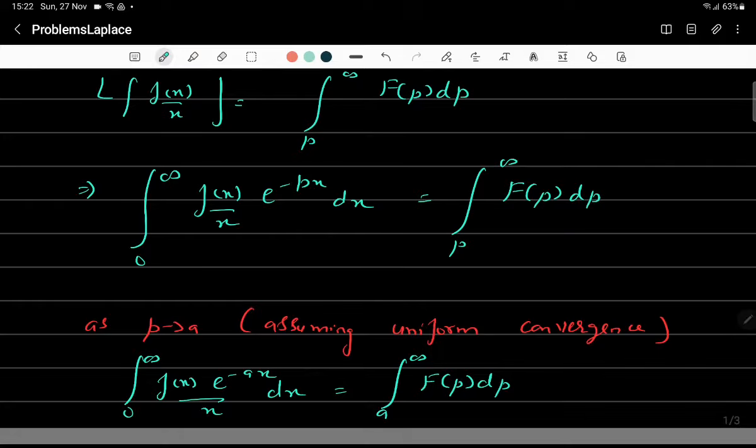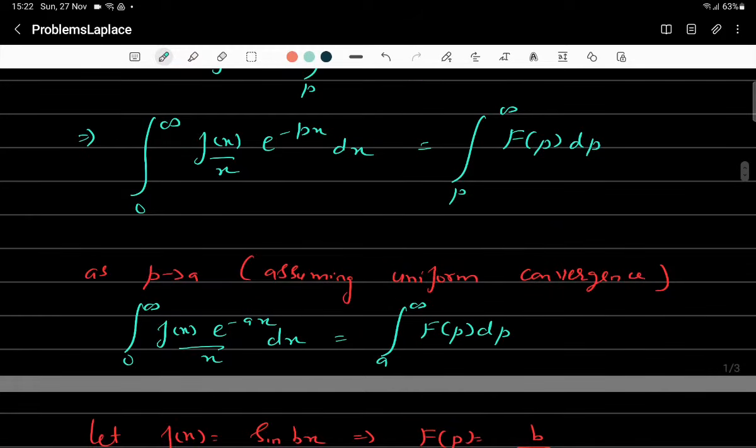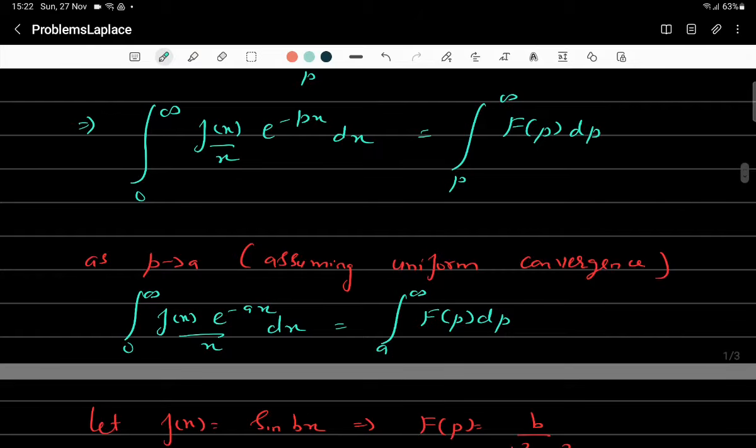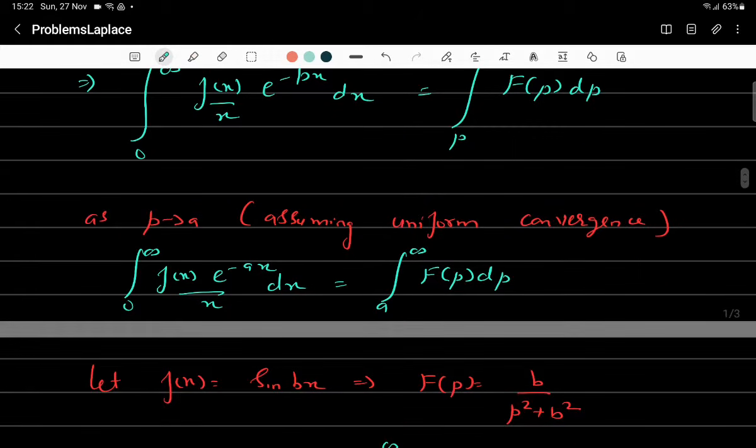This approach is very common. You can see many questions based on this approach. I am not discussing them, but you can see many questions based on this approach. Now rest is simple. I just assume f of x to be sine bx, and then I know what is f of p. So it is b by b square plus p square.